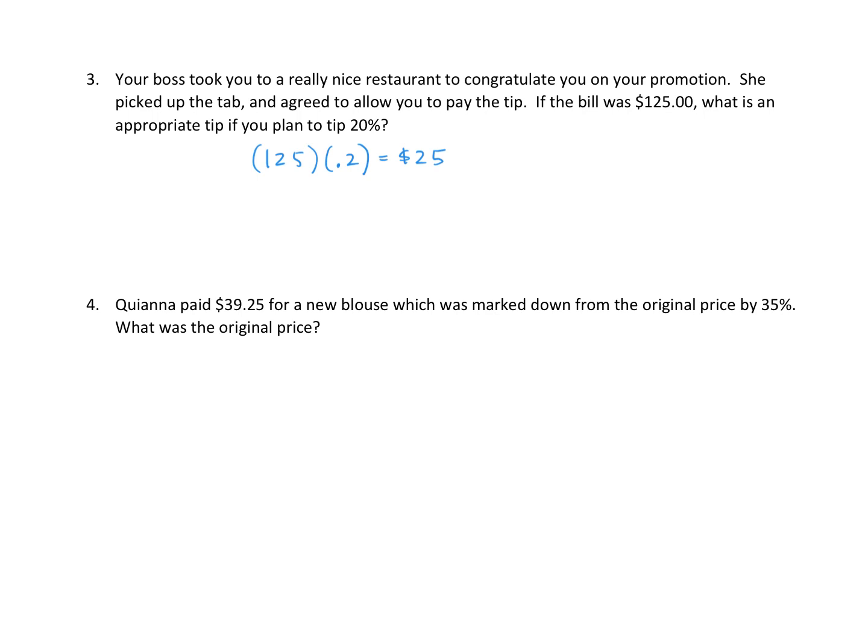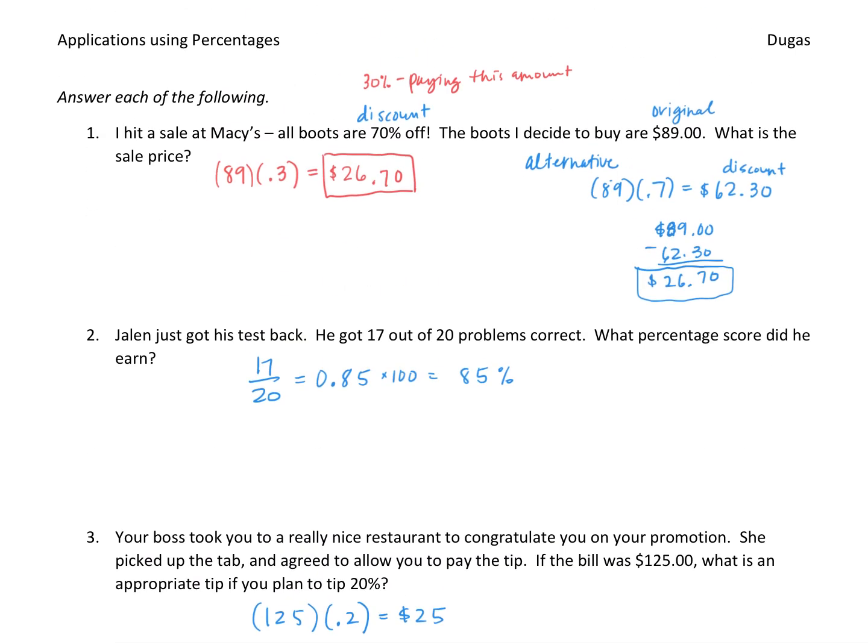All right, the final example. Kiana paid $39.25 for a new blouse, which was marked down from the original price by 35%. What was the original price? So above, in the first example, we did stuff about discounts. And so this one is going to be similar, although we got the original price and the discount or paid amount, and we multiply them together.